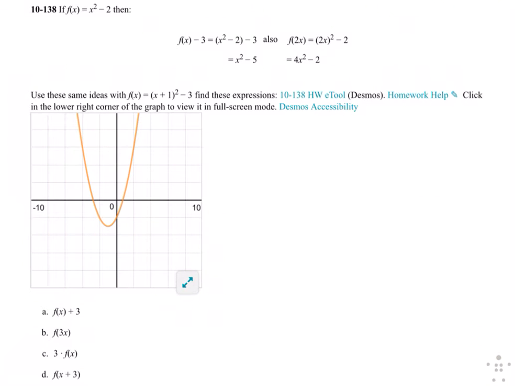Okay, for 138, they want us to use this function, right? It's kind of hard to see in the online one, not this one, right? That's just for the example. So then they want us to do A, B, C, and D.